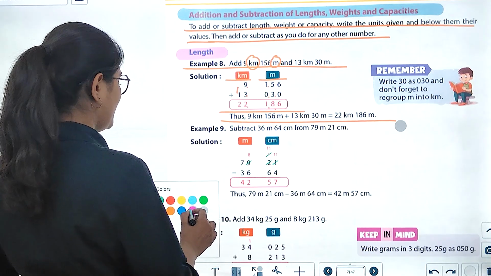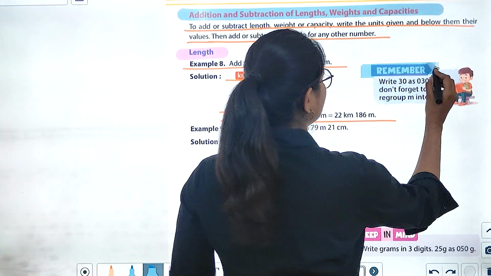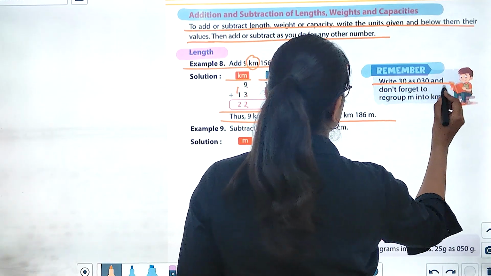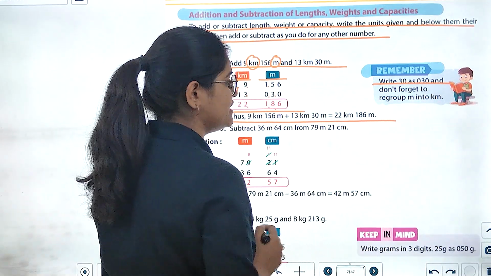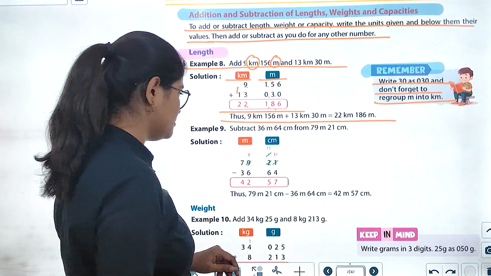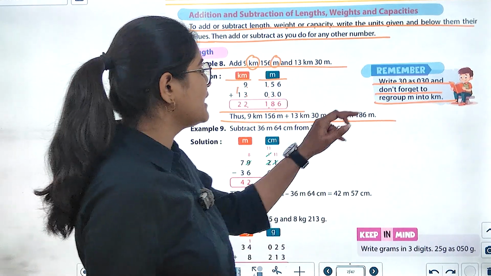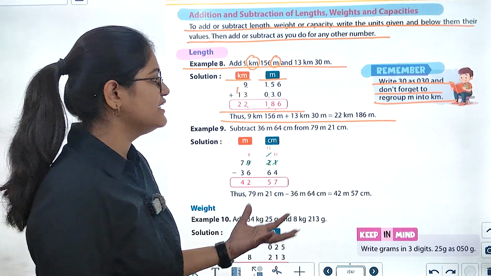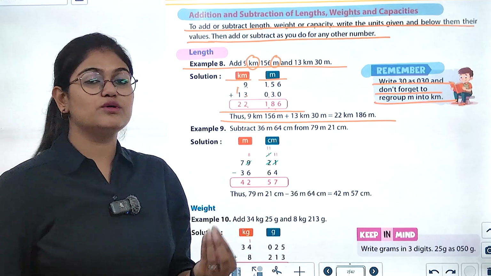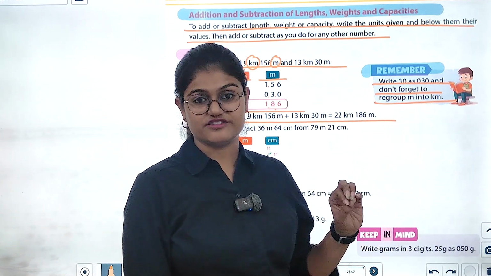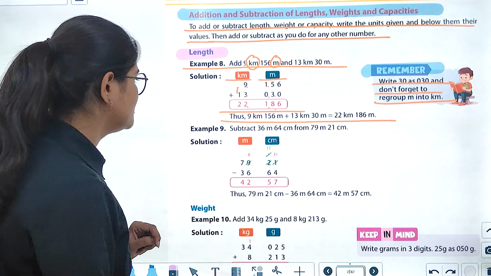Now, we have a point to remember. Let's see what it says. So just write 30 as 030 and don't forget to regroup meter into kilometer. Right? कि हमें 30 को 030 की तरह लिख देना चाहिए, right? पर हमें भूलना नहीं चाहिए कि हमें मीटर को रीग्रुप करना है किलोमीटर से, correct?